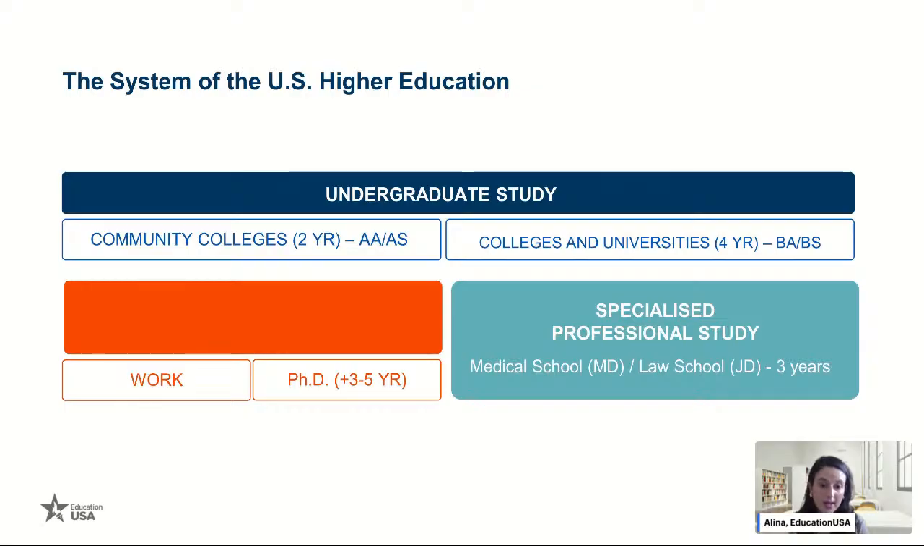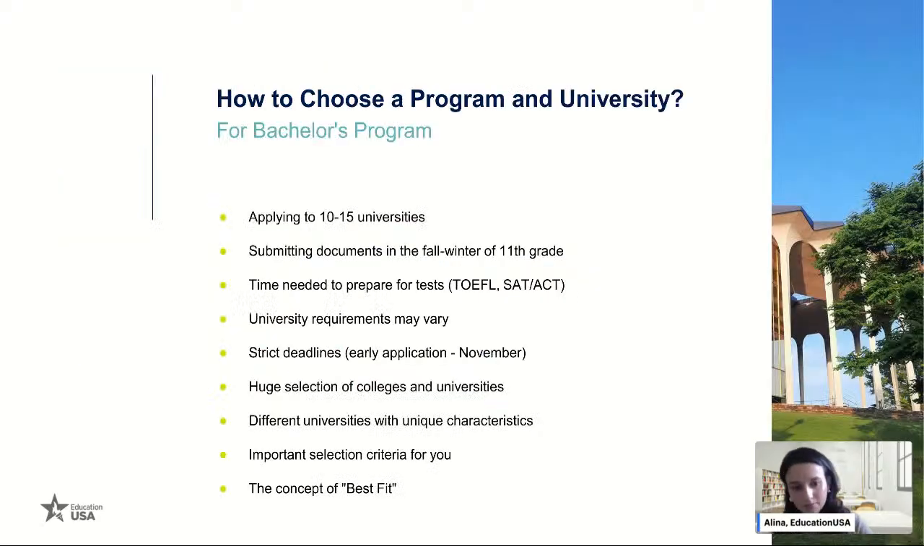Then you can apply instantly to a college or university that would last for 4 years. Then you can continue with your work or with your PhD or master's. And yes, if you are applying for a medical school or law school, that can be extended for more years.